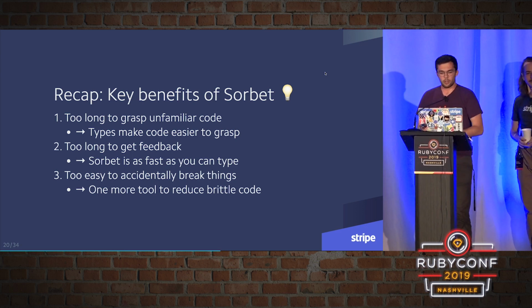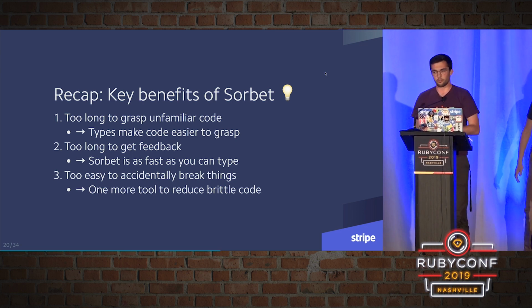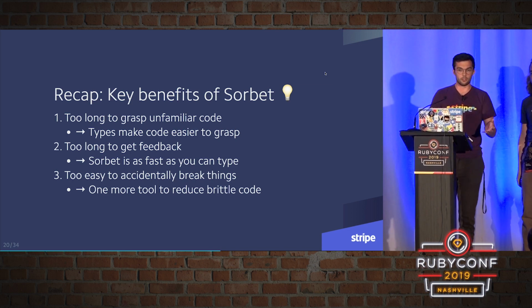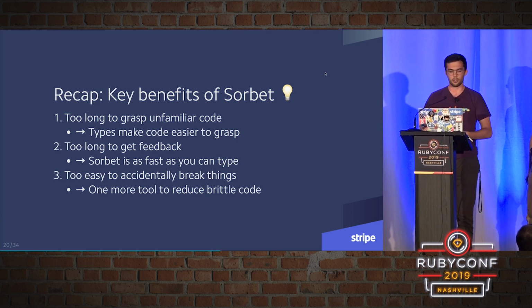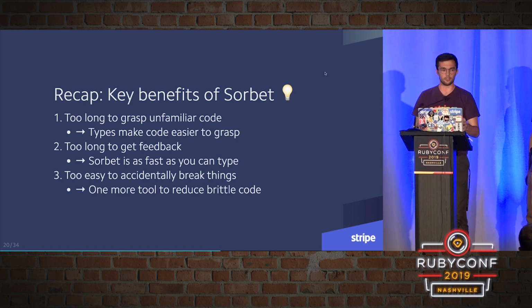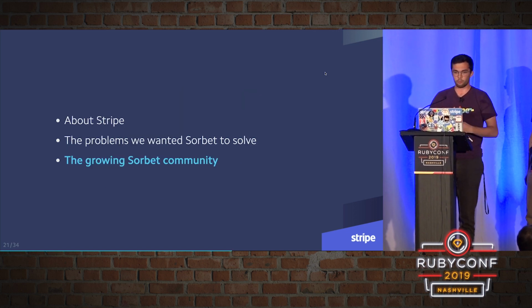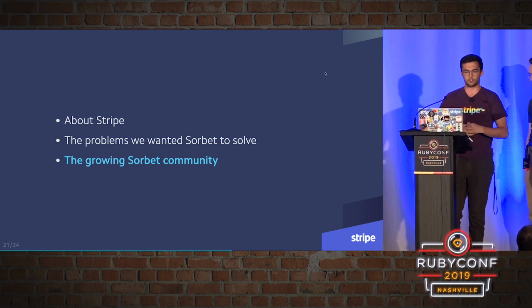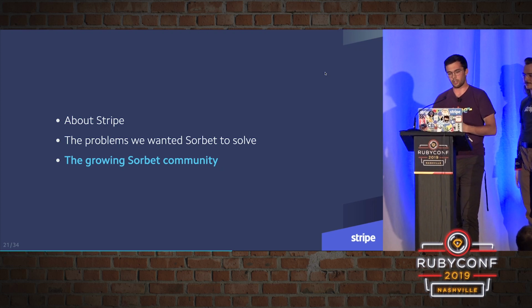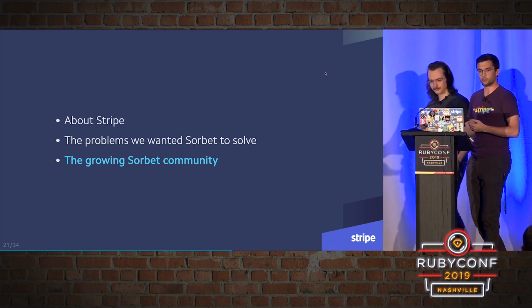Again, those are the three benefits that we talked about, where the types make the code easier to grasp, especially for unfamiliar code. Sorbet is as fast as you can type, so you get feedback much more quickly than with other alternative methods. And Sorbet ends up being one more tool to help developers analyze and reason about whether the thing that they've written is actually what they wanted. Cool. So that's the demo of the problems Sorbet was trying to address and whether or not it solved them. Now I'm going to hand it back to Dmitry, who will talk about the growing Sorbet community since we open sourced Sorbet.